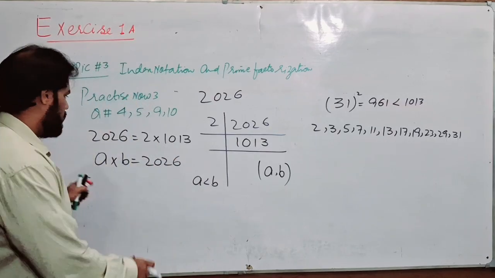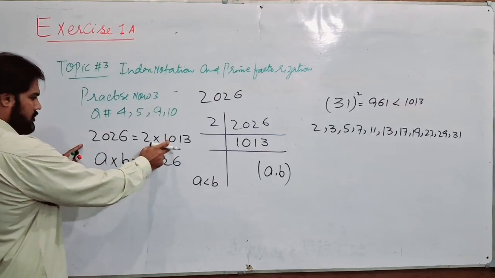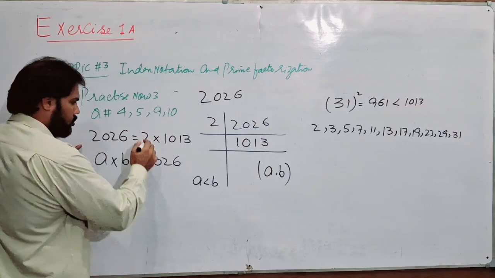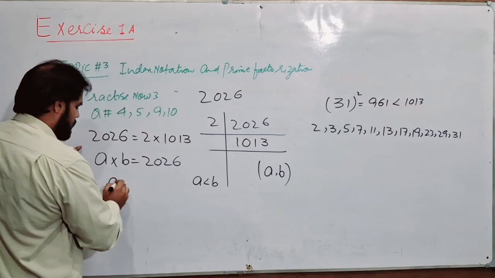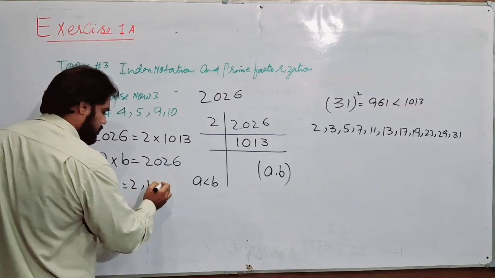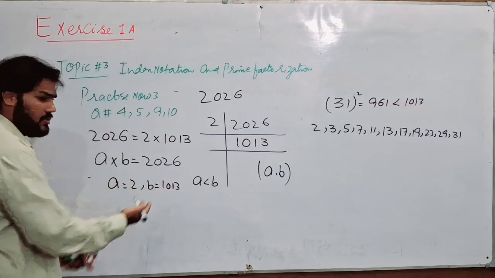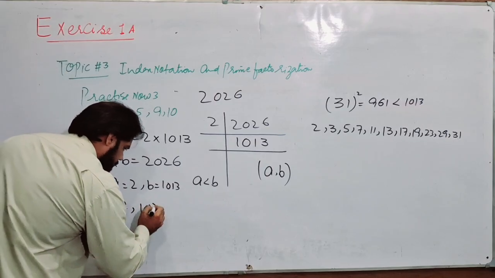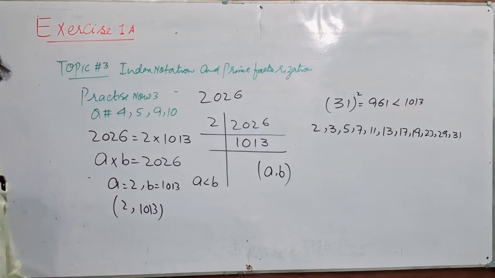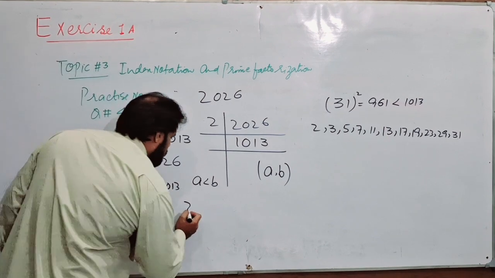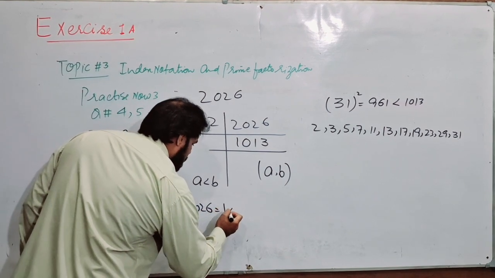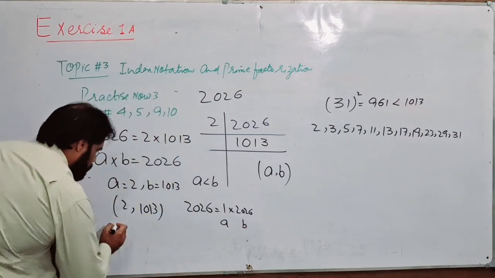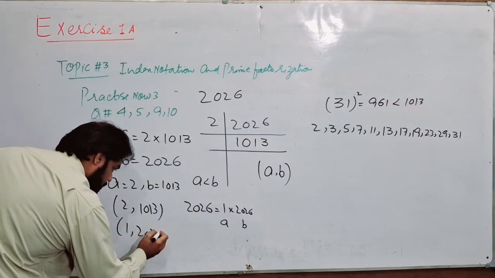So one of the possible pairs is this, as 2026 can be written as 2 into 1013. From this product, my A is 2 and my B is 1013. Clearly 2 is less than 1013. So one of the pairs is 2 and 1013. Is there any other pair? Yes, the other pair is 2026 equal to 1 into 2026. Now my A is this and B is this. So the other pair is 1, 2026.